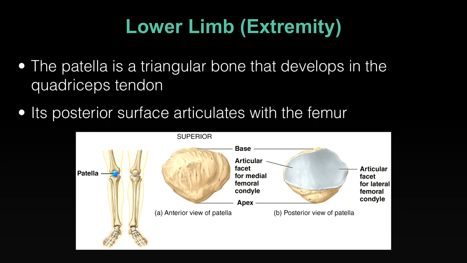Okay, bones of the lower limb. By now, most of you have experience with the bones of the lower limb, and we left off with the knee joint and the patella specifically, which is one of the 3 joints at the knee. Technically, there are 3 joints at the knee.